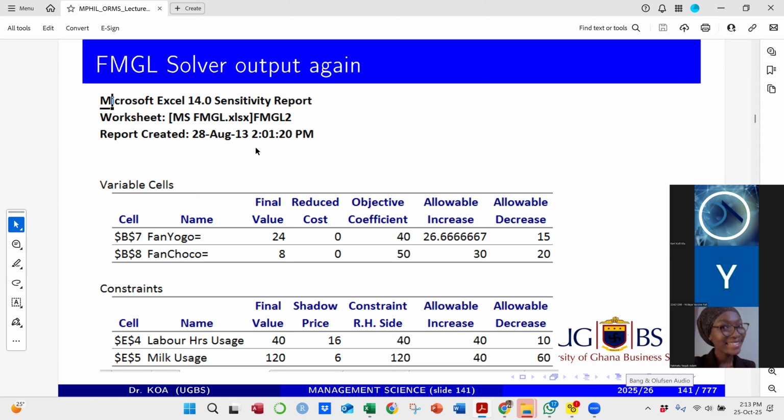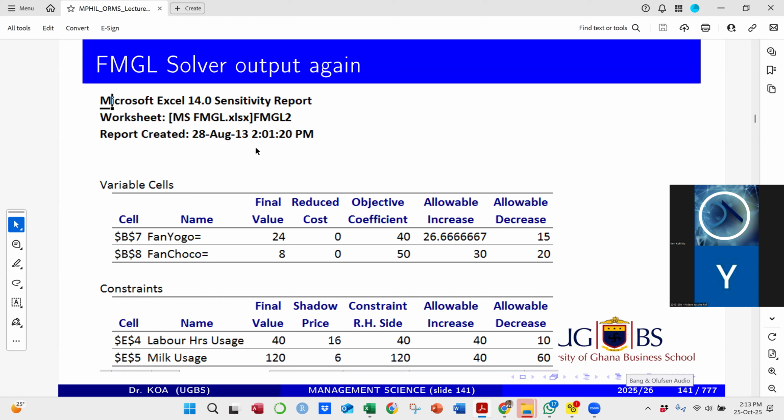Okay, let's go to Kofi. The labor hours used is binding. Why? Because if you look at the sensitivity report, the final value, the shadow price is first of all positive, based on what you just said. Good. The shadow price is positive. What else? Which other constraint is binding?